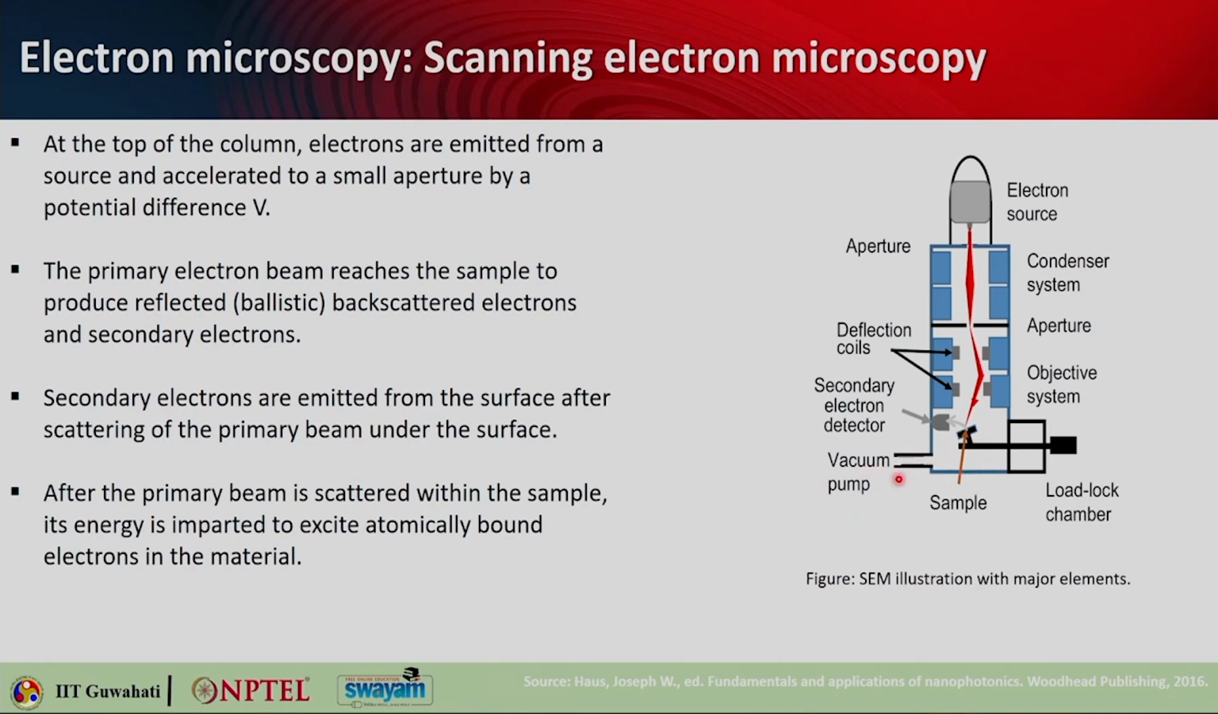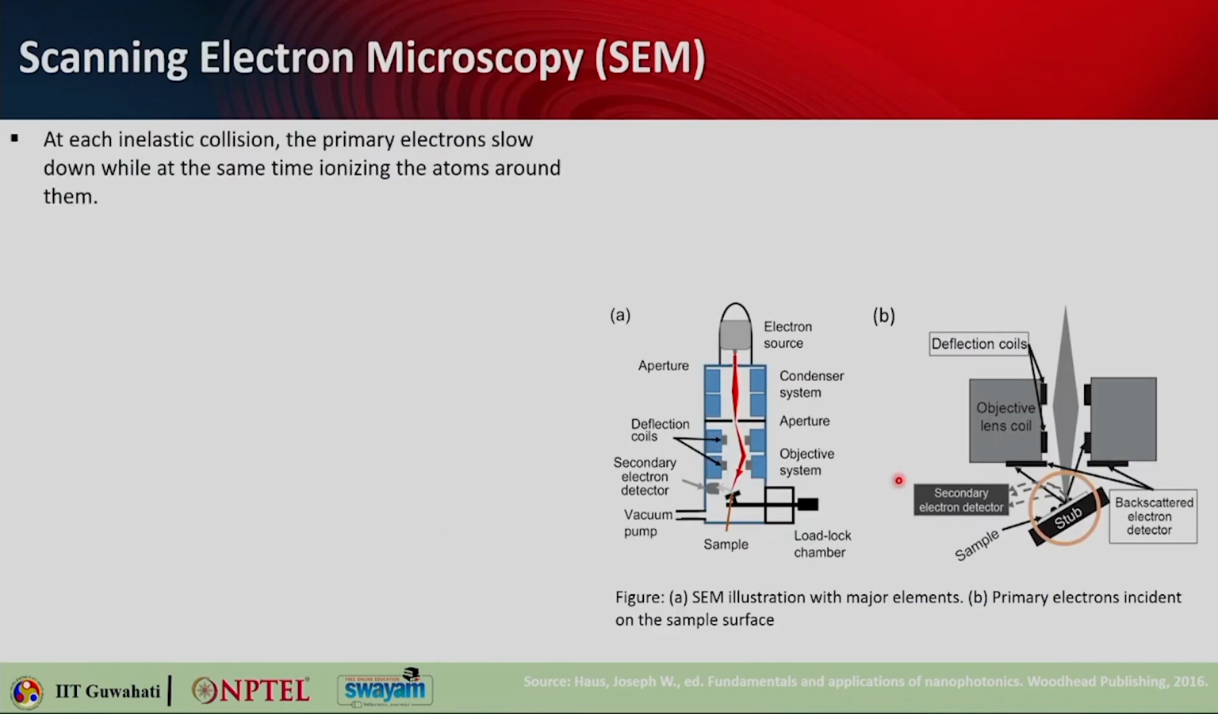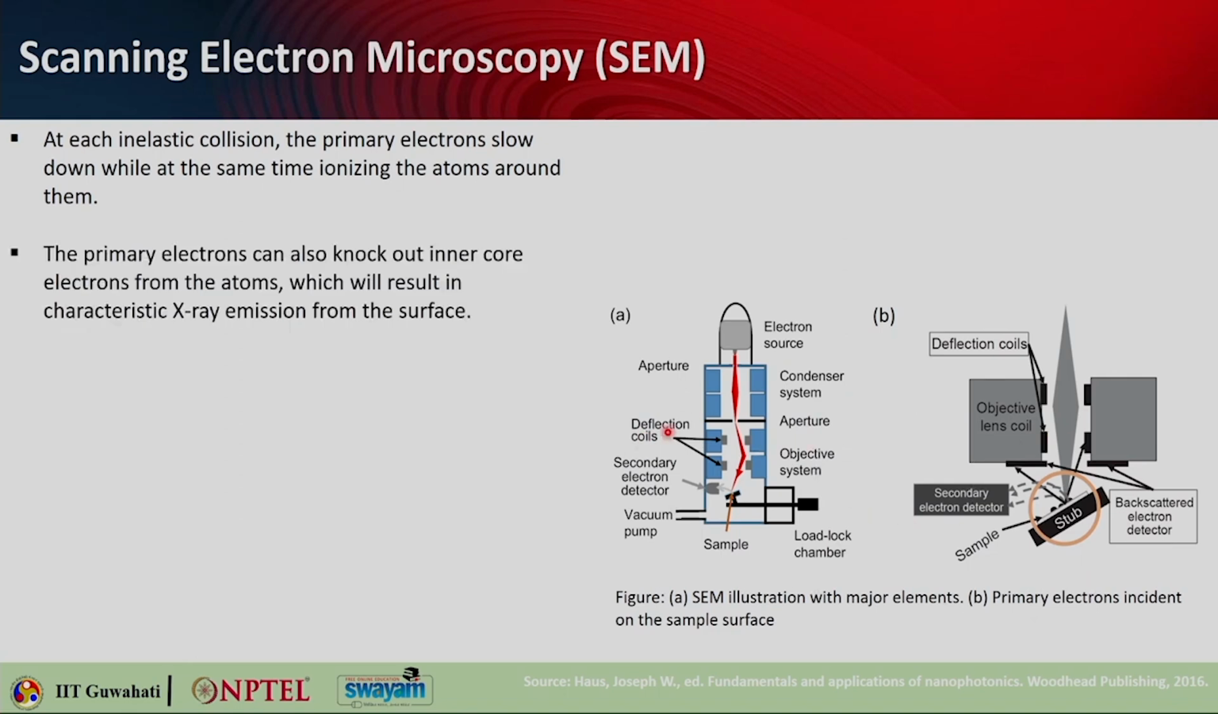So, there is a vacuum pump, as you can see, and at each inelastic collision the primary electrons slow down, while at the same time ionizing the atoms around them. So this is the mechanism that is happening, and the primary electrons can also knock out the inner core electrons from the atoms, which will result in the characteristic X-ray emission from the surface, and that is how you are able to get the elemental signature.